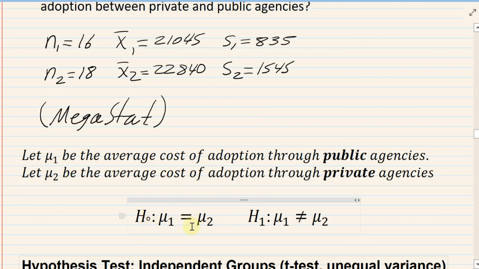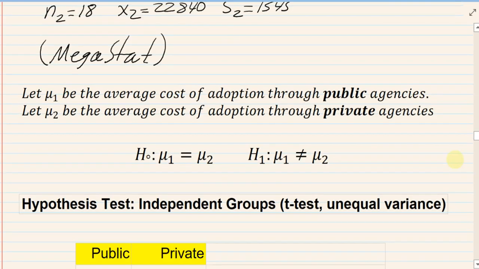Now remember, the null, we always take them to be equal. The null says there is no difference between anything. So the cost of adoption is the same. Doesn't matter whether you go to public or private agencies. That's what the null says. We want to know if there is a difference. The researcher wants to know if there is a difference, the change in status quo.